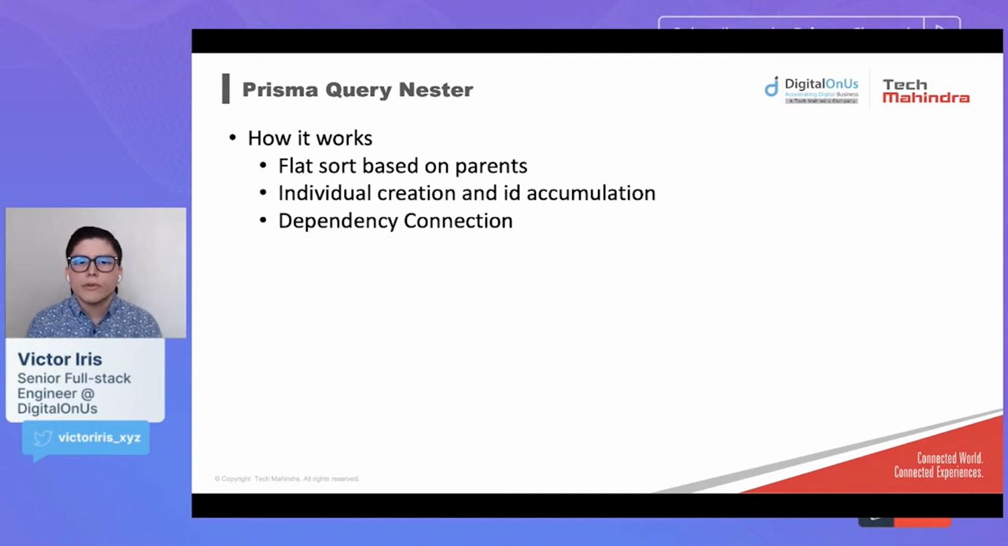And then there's a recursive function that navigates through that list of steps, creating one at a time, and keeps recording the database IDs locally. So on every iteration, the nester checks the referenced parents and takes the ID that we already know from the database and connects the current item to those.